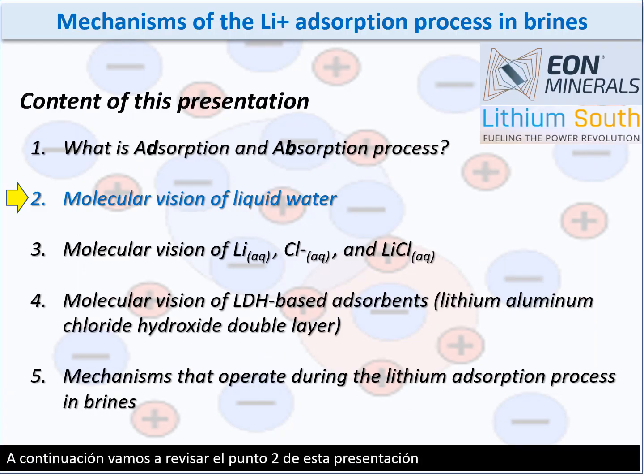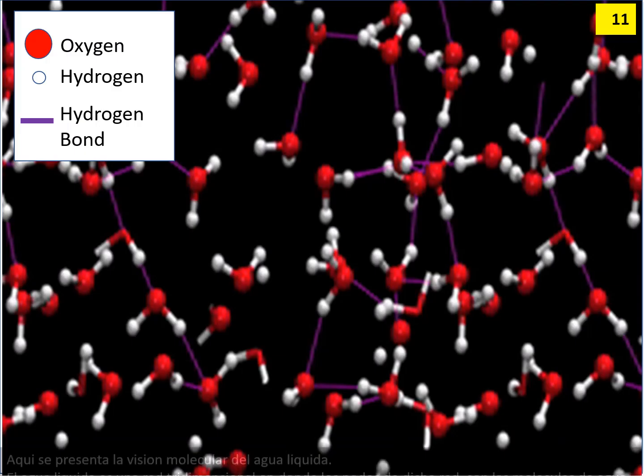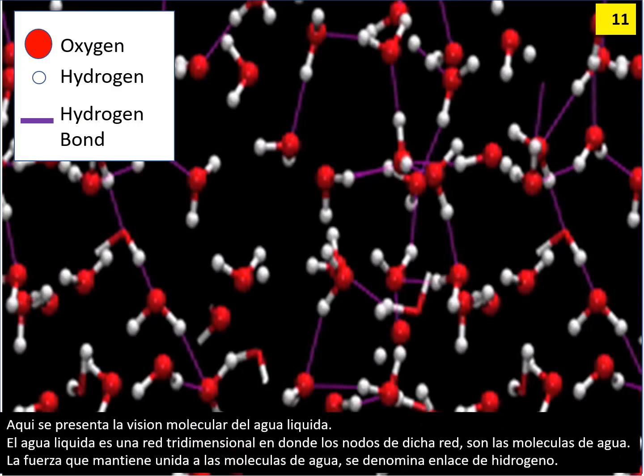Next, we will review point 2 of this presentation. Here is the molecular vision of liquid water. Liquid water is a three-dimensional network. The nodes of the molecular network are the water molecules. The force that holds water molecules together is called hydrogen bonding.